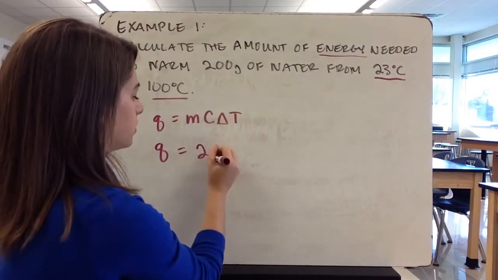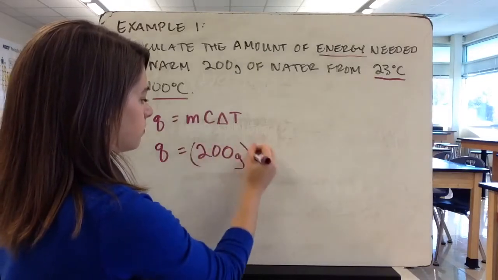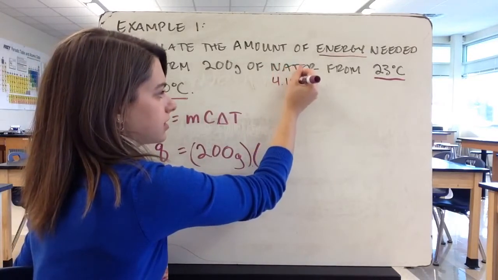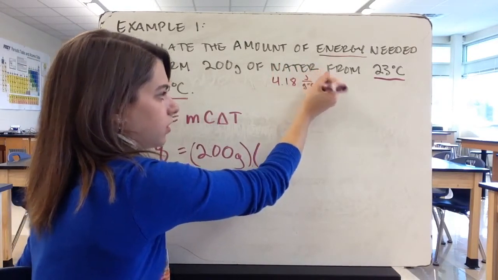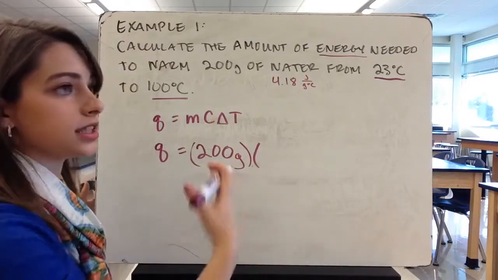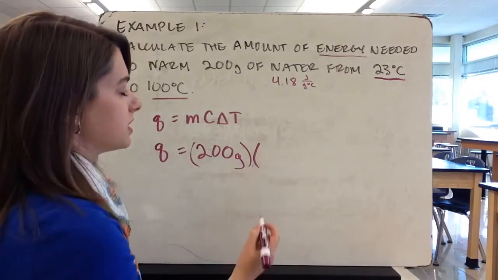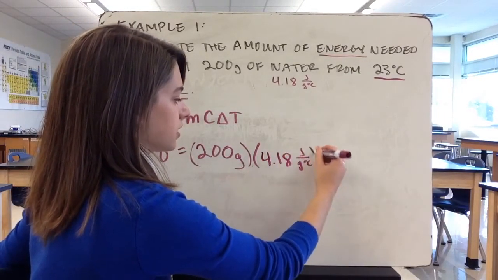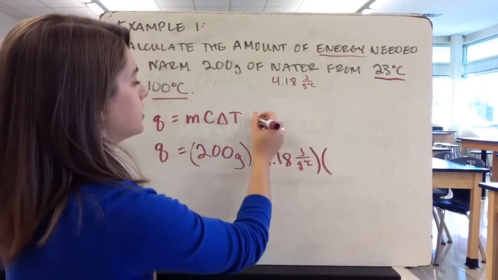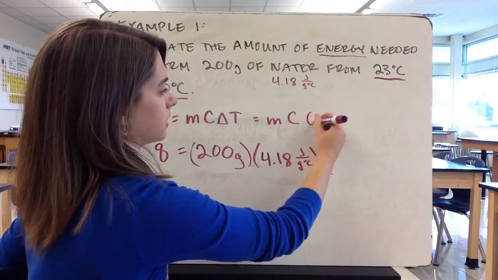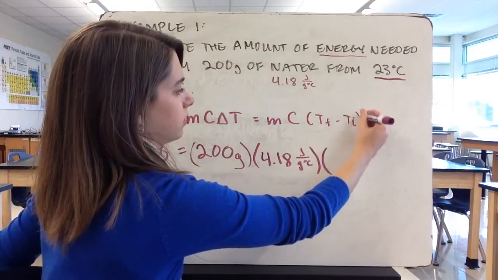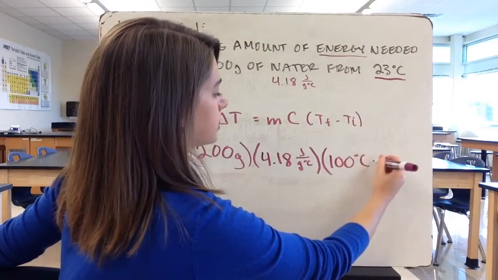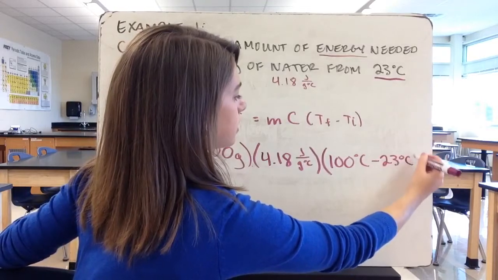Our mass is 200 grams. It's water, so we need the specific heat for water. I will give you the constants because most of what we'll be working with will be water. If it's not water, well, regardless, I'll give you the constants that you need. So the specific heat capacity of water is 4.18 joules per gram times degrees Celsius. And then remember our delta T, this was really mass times specific heat times final minus initial, because that's really what delta T is. So our final temperature is 100 degrees Celsius, our initial is 23 degrees Celsius.